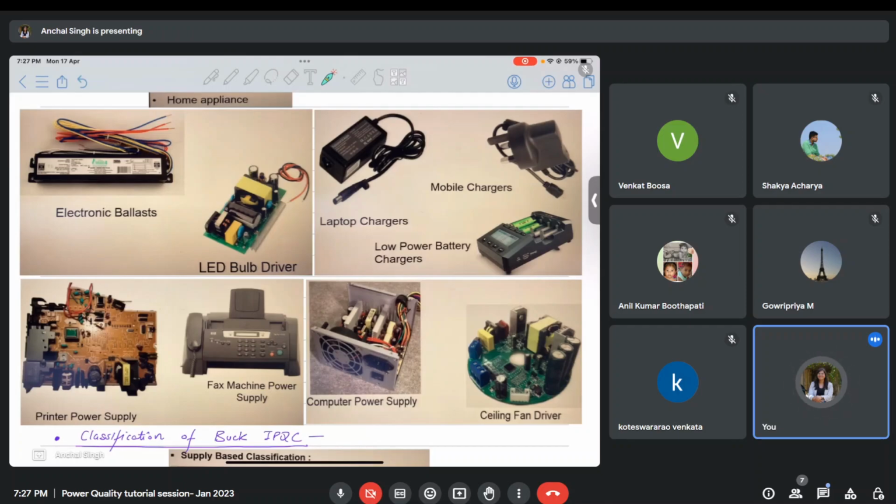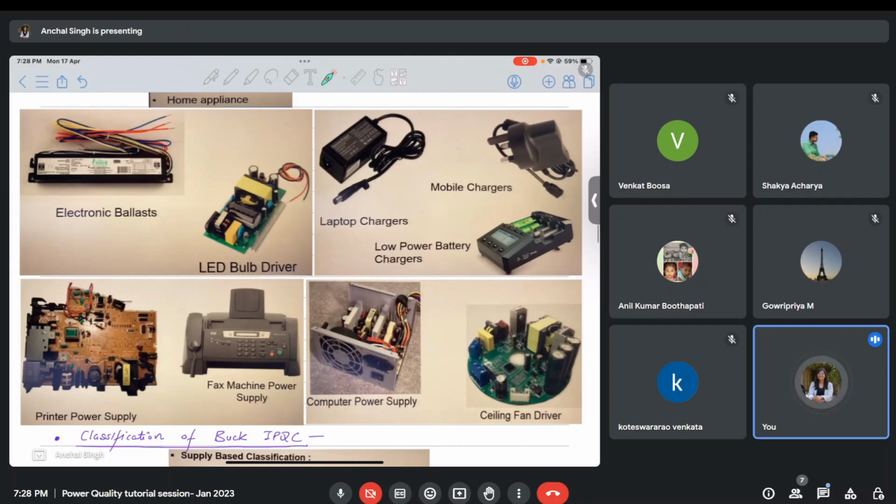Some cuboid type of box was there. So whenever our tube light used to go bad, we used to check that choke first. That was a mechanical ballast. That mechanical ballast is now replaced with an electronic ballast. Then there are LED bulb drivers. These all are IPQC buck converters. Then in mobile chargers, low power battery chargers, laptop chargers, computer power supply, ceiling fan driver, then fax machine supply, printer power supply. In all these places, IPQC buck converters are present.